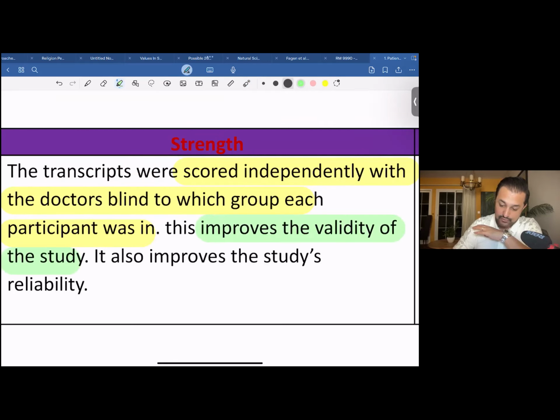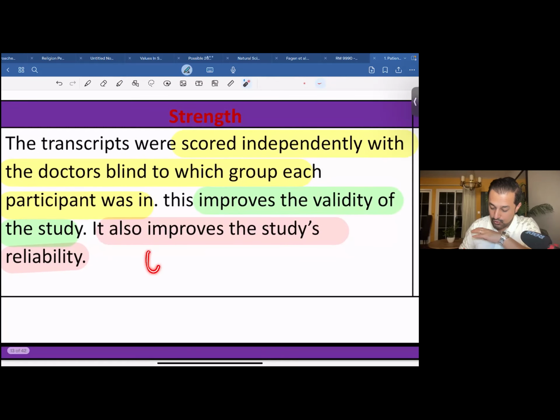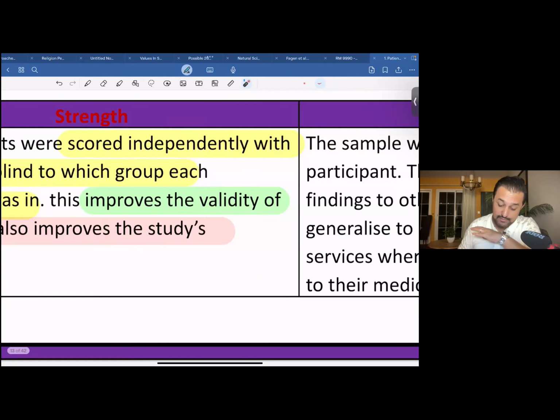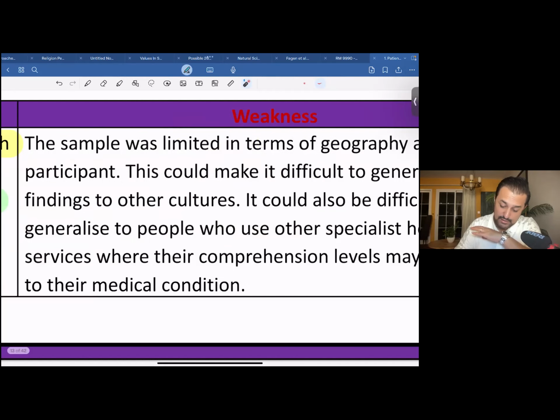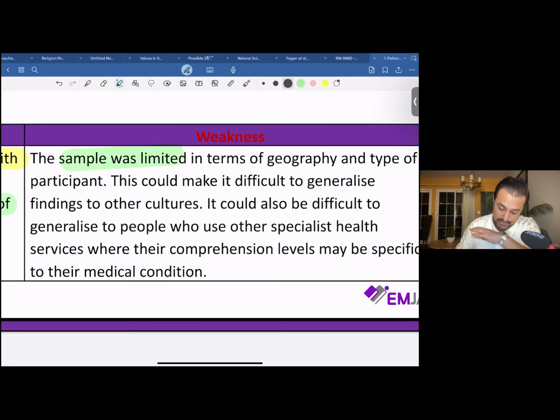It also improves the reliability, because remember, we had data being collected through quantitative means, right? So we had quantitative data. Moving on towards the weaknesses here, the sample was limited in terms of geography and type of participants.